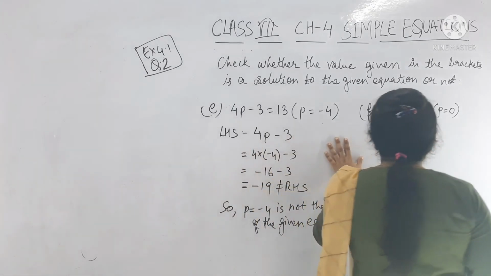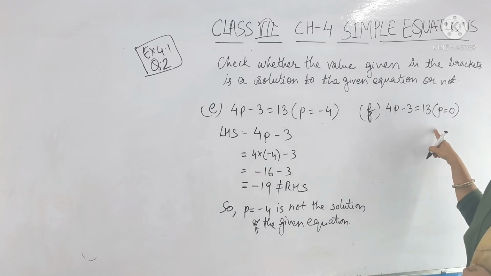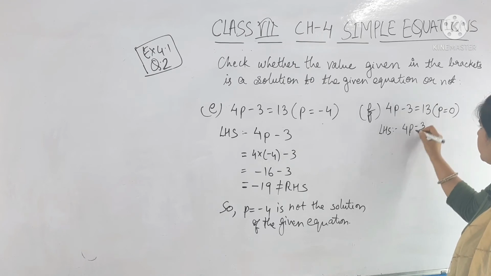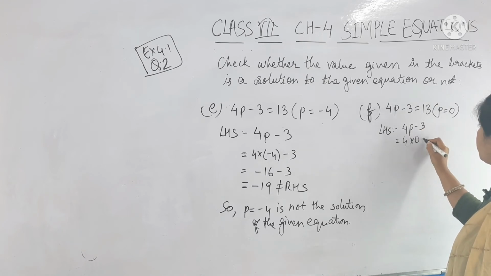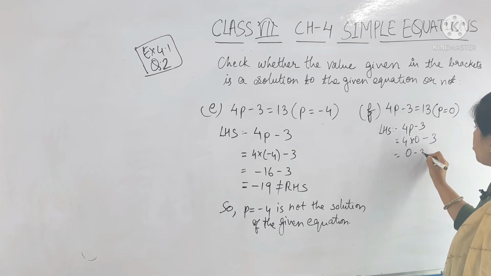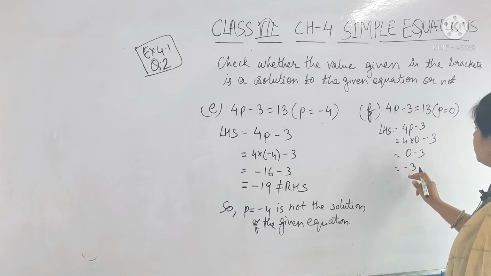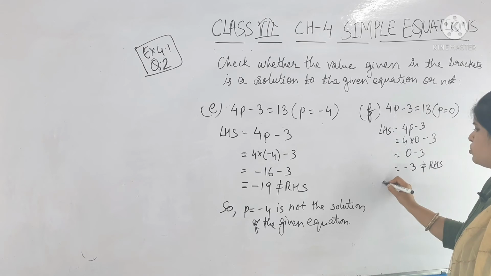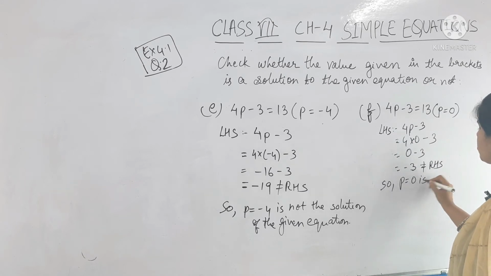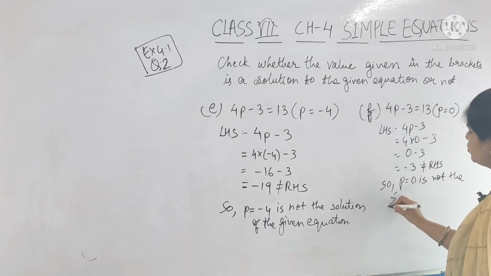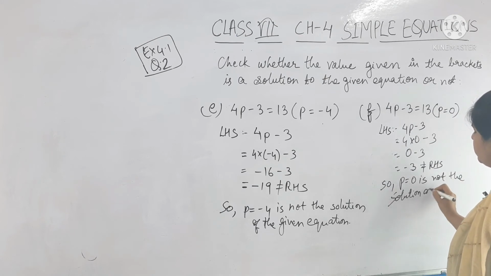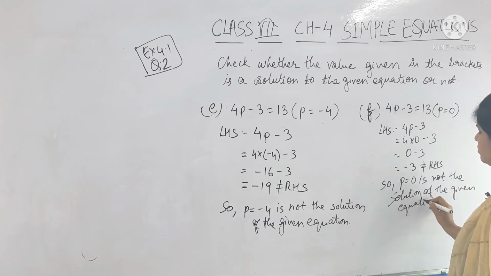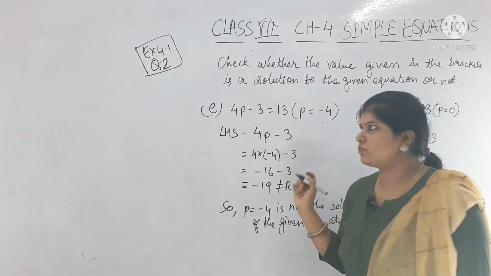Okay, now come to the F part here. For 4p minus 3 equal to 13, for p equal to 0. So LHS equal to 4p minus 3. So 4 into 0 minus 3, that is coming to 0 minus 3, that is equal to minus 3. It is not equal to RHS. So p equal to 0 is not the solution of the given equation. Like this you have to solve this one.